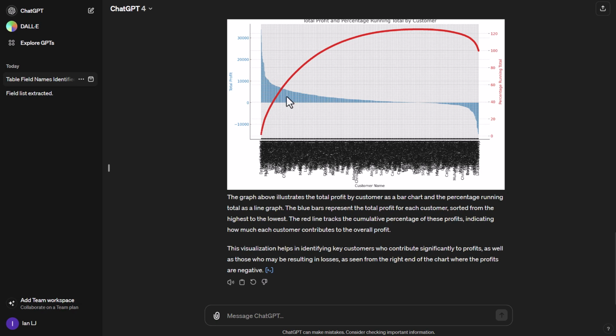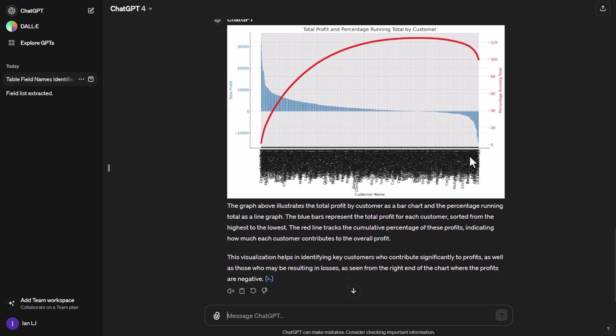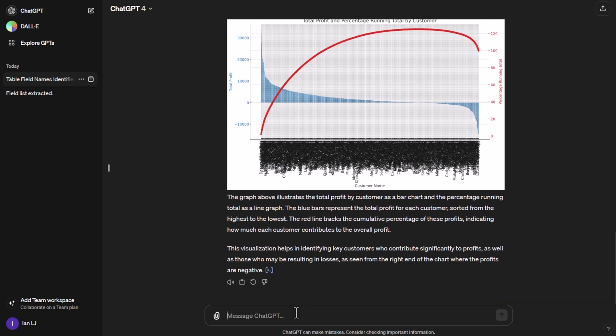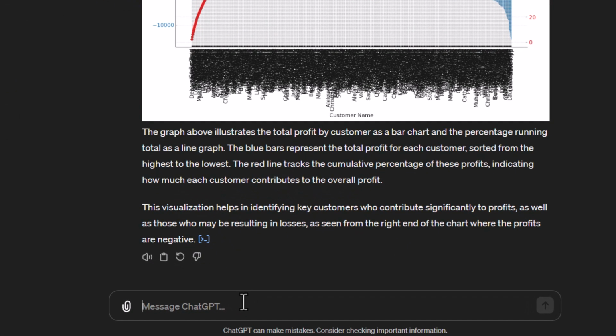So this, I just wanted to show you as an example that we could use the graph. In this case, it's not really useful because of the negative profit. So what we are going to do is just ask ChatGPT how many customers contribute the top 80% of total profit. So that would actually then give us the answer that we're looking for.